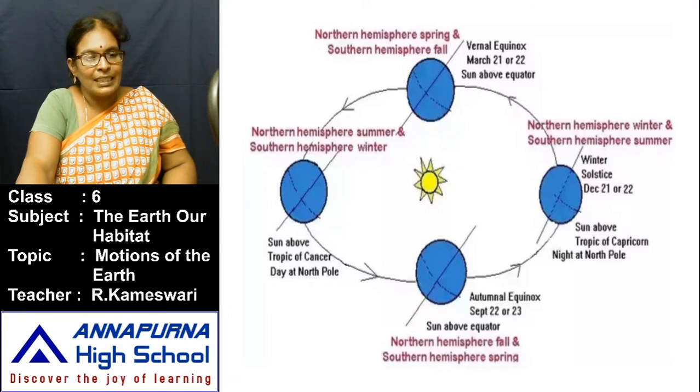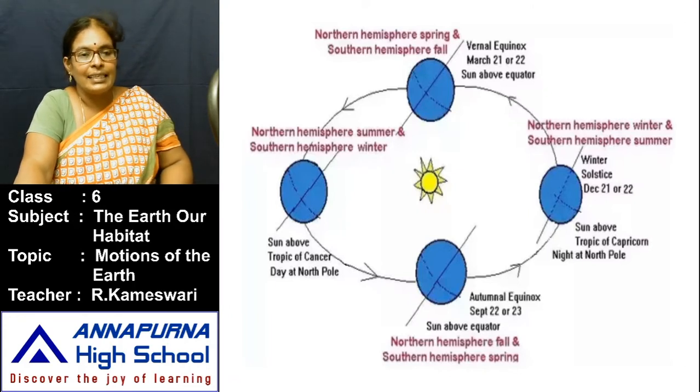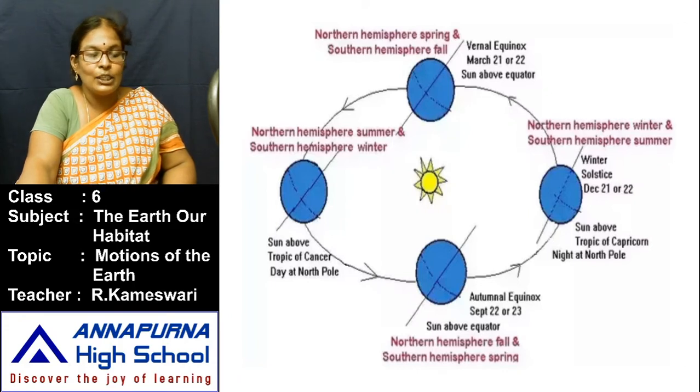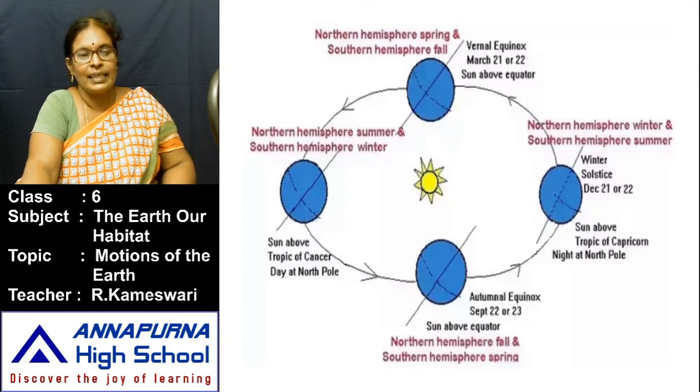On June 21st, the sun rays fall vertically on the Tropic of Cancer. Why? The reason is the North Pole is tilted towards the sun. The Arctic Circle experiences continuous daylight for about 6 months. At this time, summer is going on in the northern hemisphere. The northern hemisphere receives a lot of heat from the sun, and then the sun rays come down again.